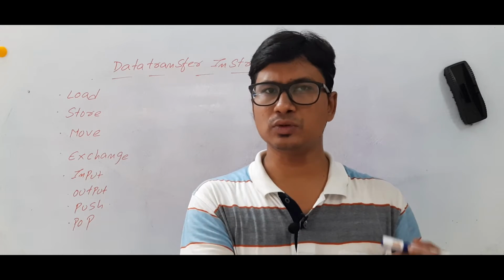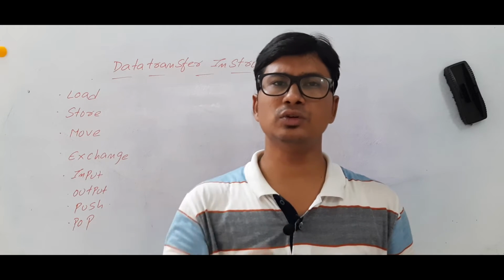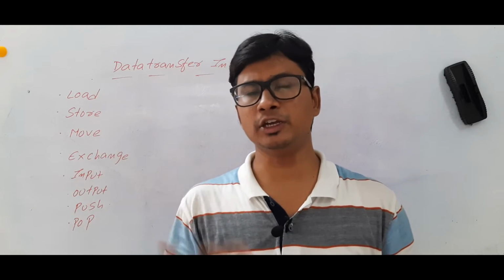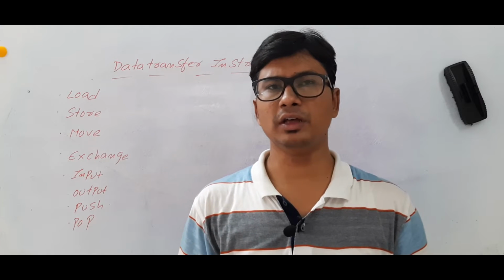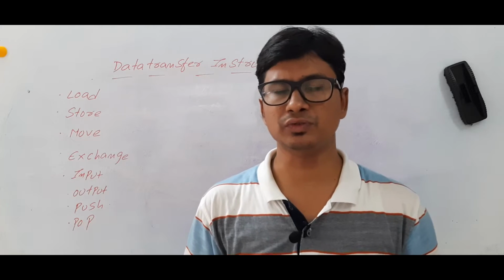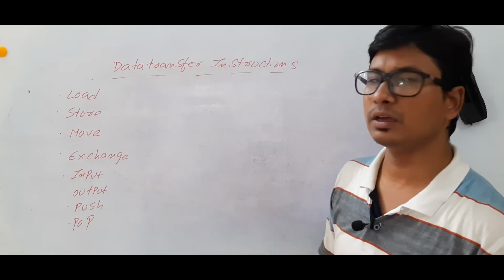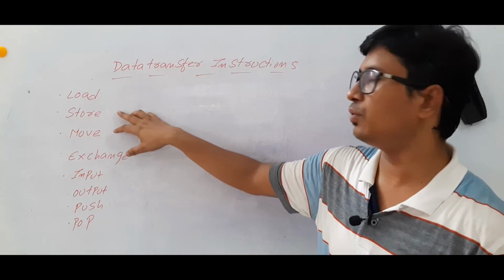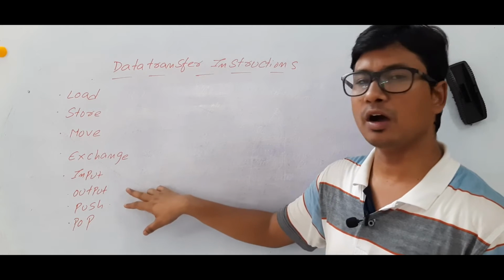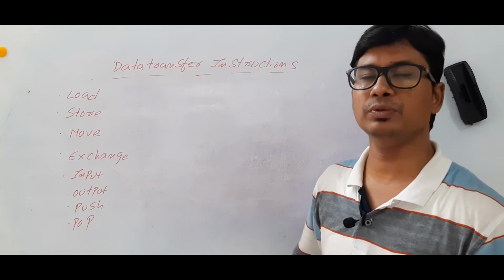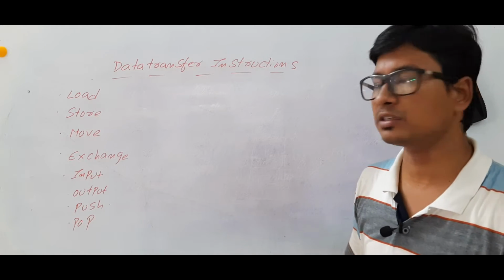The source can be an input device and the destination can be the main memory, or the source can be the main memory and the destination can be any operand or register. This is the way data transfer instructions are useful. Now let me discuss them. We have load, store, move, exchange, input, output, push, and pop. These are the 8 types of instructions in the data transfer group.